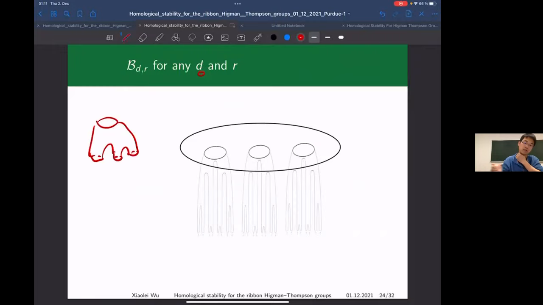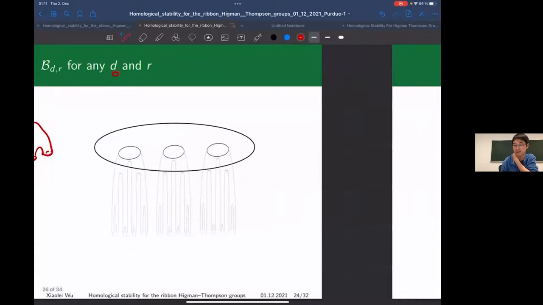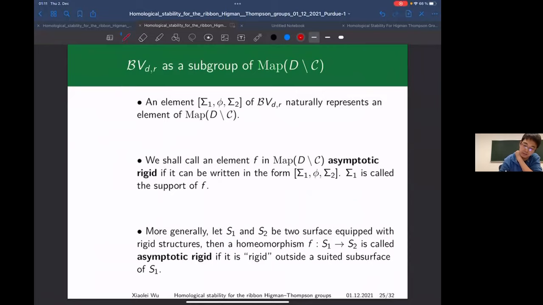Okay. So nothing special is going on. And then, an element in sigma 1, phi, sigma 2 naturally represents an element in the mapping class group also, because you can keep on expanding. At the end, you're getting a homeomorphism from disk minus Cantor set to disk minus Cantor set.